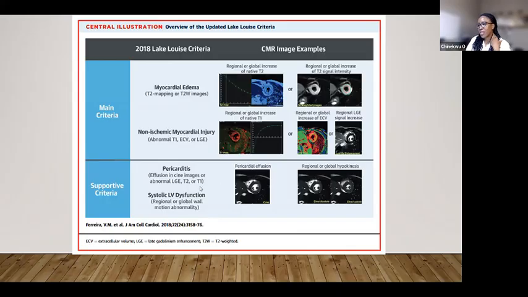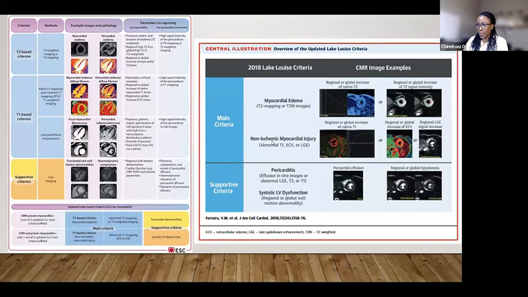Now, the supportive criteria are if we see pericarditis, pericardial inflammation, which, depending on how good your images are, we could see in the T1 weighted images, but largely LGE is what we depend on because it's the most robust of the tissue characterization protocols. And also things like systolic left ventricular dysfunction, regional wall motion abnormalities, and abnormal global function are supportive. So to make a diagnosis of myocarditis, it's really cardiac MRI dependent.